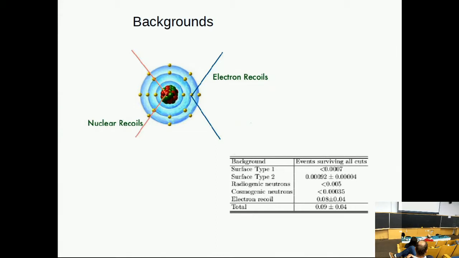The backgrounds we have are nuclear recoils and electron recoils. Nuclear recoils are basically surface backgrounds, radiogenic neutrons and cosmogenic neutrons. The electron recoils are mostly gammas and internal betas. So this is the final background budget after all cuts are defined.